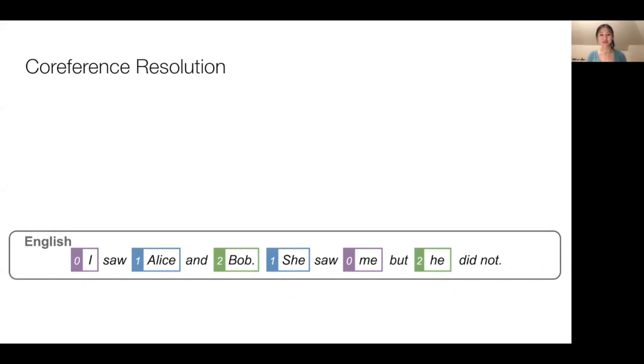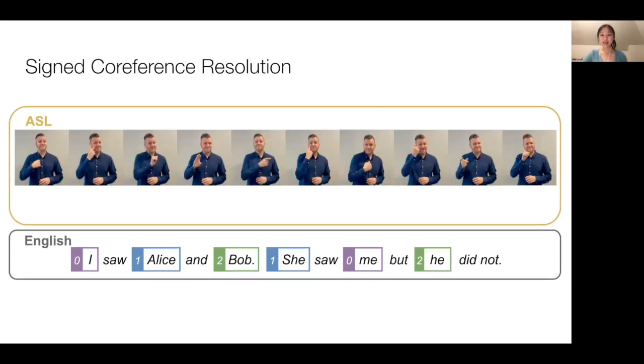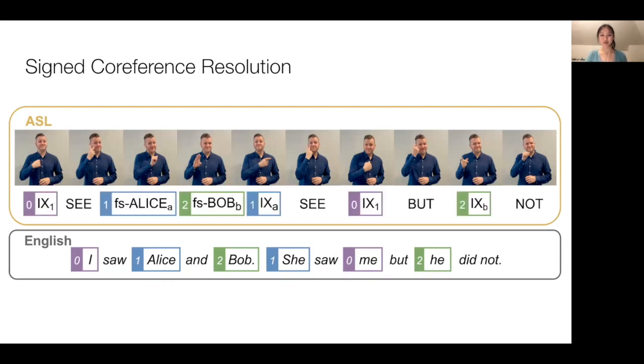Coreference resolution is a critical component of natural language understanding and higher level NLP applications, including information extraction, text summarization, and machine translation. Yet this task is completely unexplored for signed languages. So in this paper, we will explore the task of coreference resolution in signed languages.